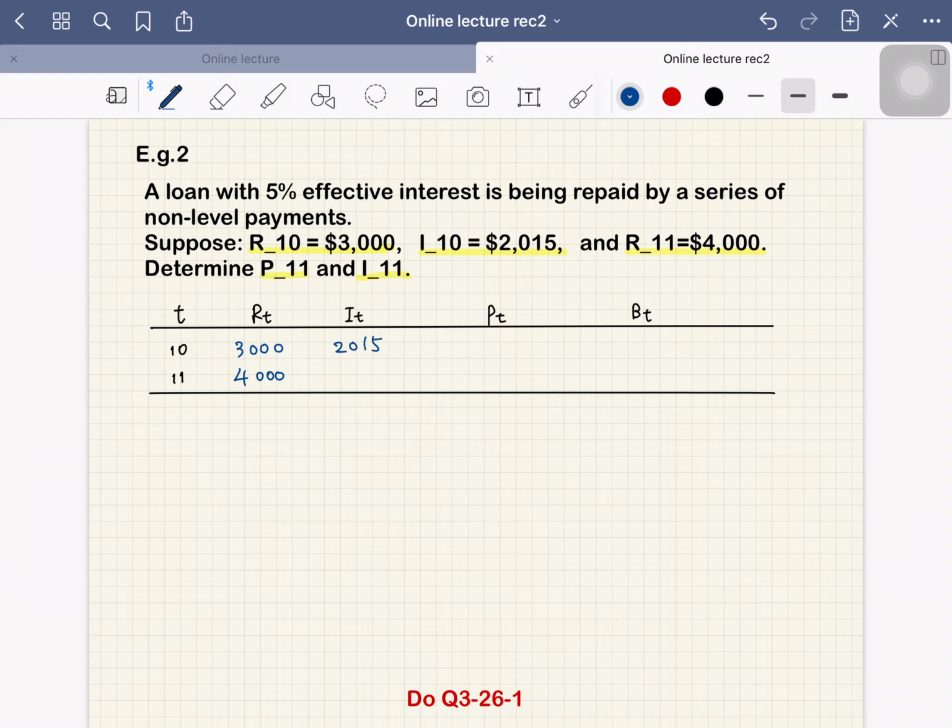At first, P10 is obtained by total minus interest repaid. To be exact, P10 is equal to R10 minus I10, so this is 985. And now we want to calculate P11 and I11. And usually to calculate I11, we need the balance at time 10, but actually we have a trick here.